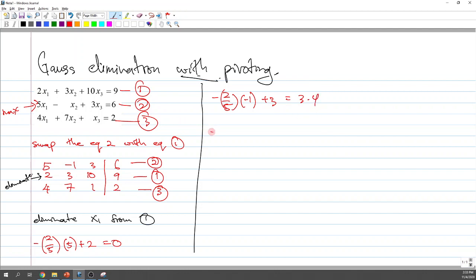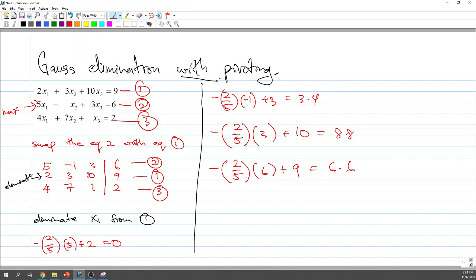So 3.4. And then the third one, negative 2 over 5 times 3 plus 10, okay, equal to 8.8. Okay, and then the last one, negative 2 over 5 times 6 plus 9. Okay, become 6.6.